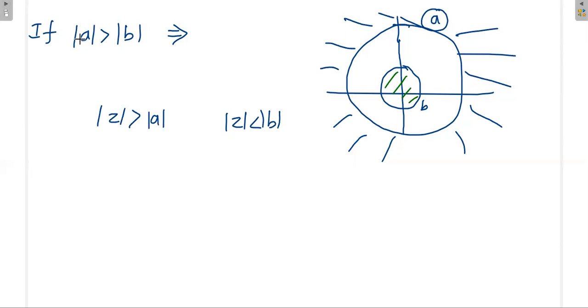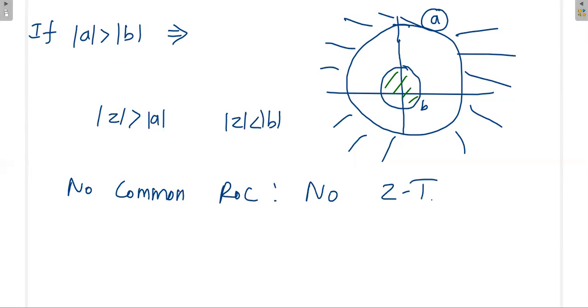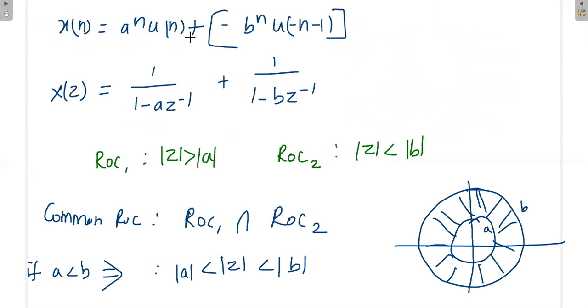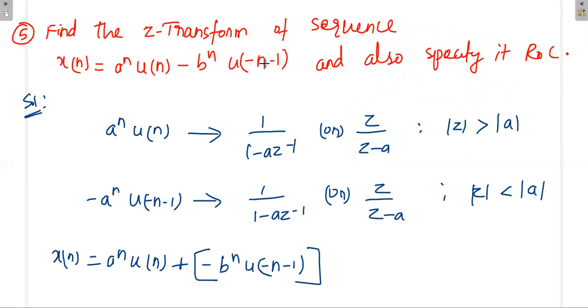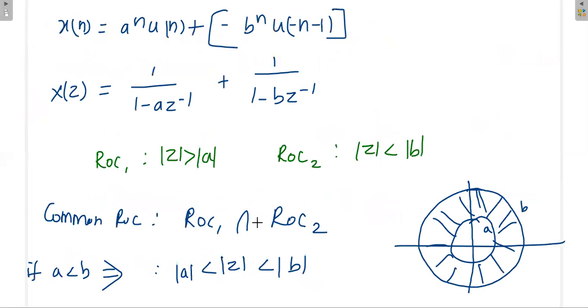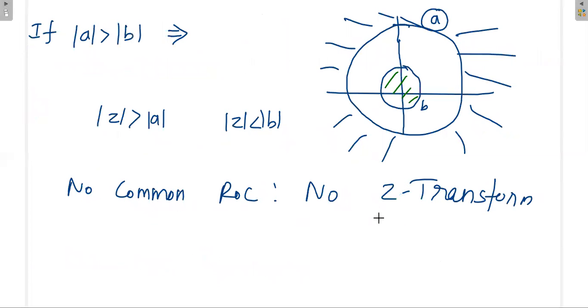So if mod a is greater than mod b, there is no common ROC. If there is no common ROC, then we cannot write the Z transform. Whenever we have more than one signal, there has to be a common ROC. If a common ROC is not there, we cannot write the Z transform; that means X of z does not exist.